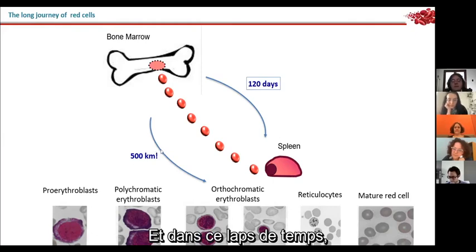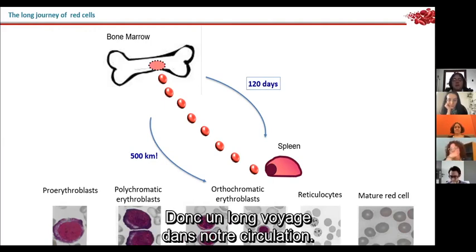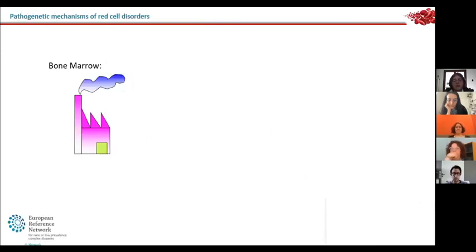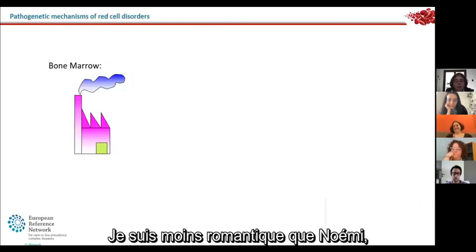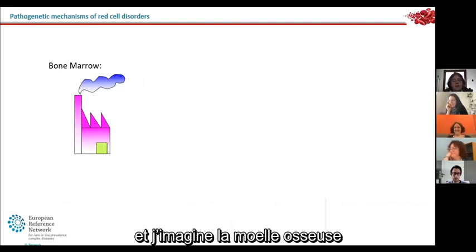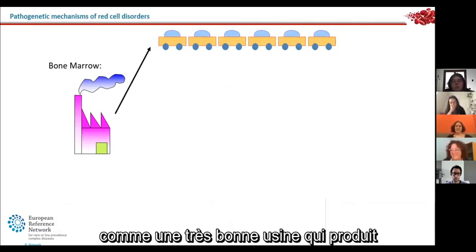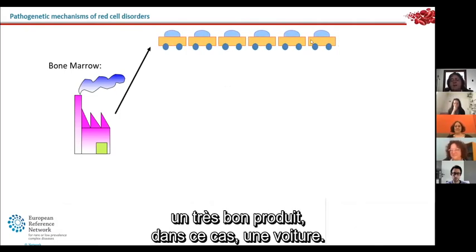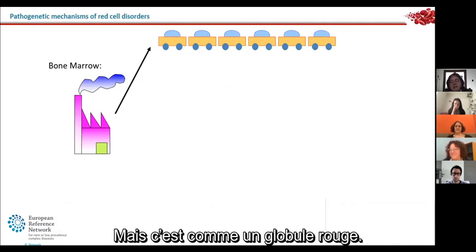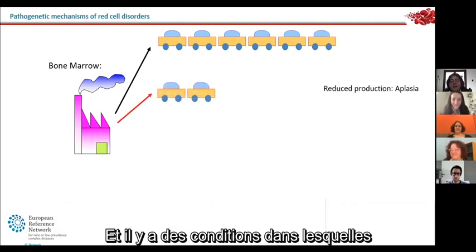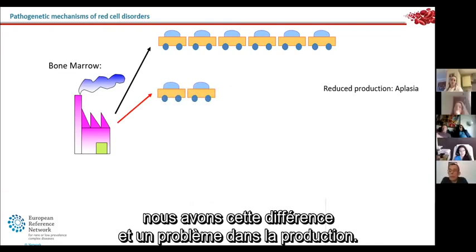And in this period, they run for about 500 kilometers, a long journey in our circulation. I'm less romantic than Noemi, and I imagine the bone marrow as a very good factory that produces a very good product, which in our case is a car, like a red cell. And there are some conditions in which we have problems in the production.